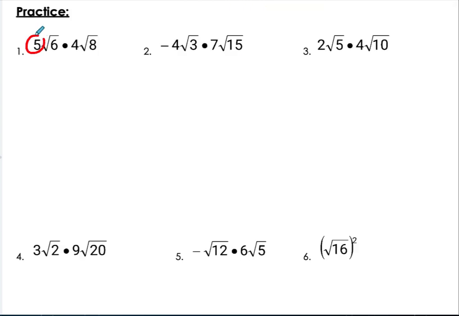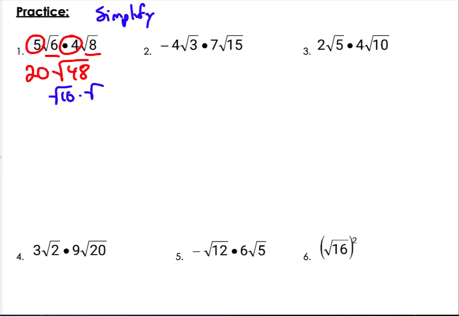So I'm going to multiply my whole numbers. 5 times 4 is 20. Then 6 times 8 is 48. But now, simplify if we can. Square root of 48 is really square root of 16 times square root of 3. Square root of 16 is just 4, times 20 is 80 square roots of 3.